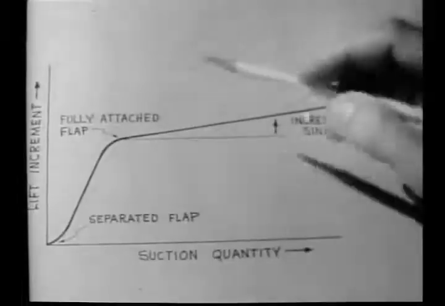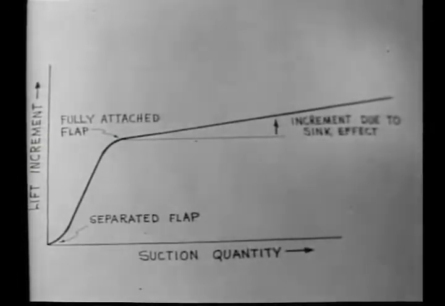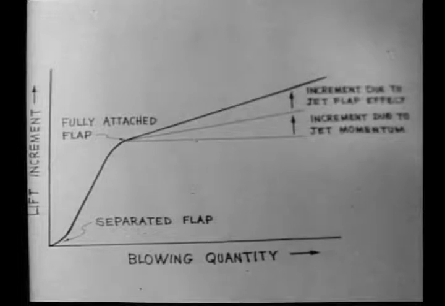If more suction or blowing is supplied than that necessary to prevent separation of the flow over a deflected flap, rather more lift is measured than would be expected. In the case of suction, the low pressure at the slot inlet acts like a concentrated sink, altering the potential flow to increase the lift. A blowing jet contributes to the lift in several ways. It overcomes separation. It produces momentum that can be directed to add to the lift. And experiments show that there's yet another increment of lift, that arising from the so-called jet flap effect.